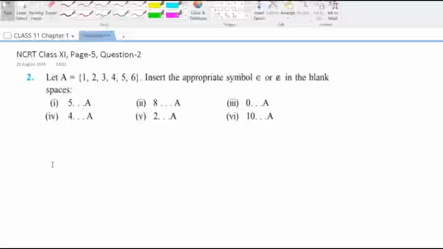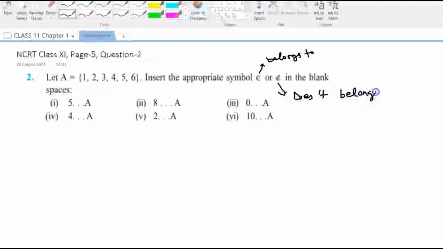The second question is, let A is equal to 1, 2, 3, 4, 5 and 6. Insert the appropriate symbol belongs to or does not belong to in the blank space. So this symbol is belongs to. We have already discussed these things. And this symbol is does not belong to. Now, does 5 belong to this set? So yes. So we'll write it like this.